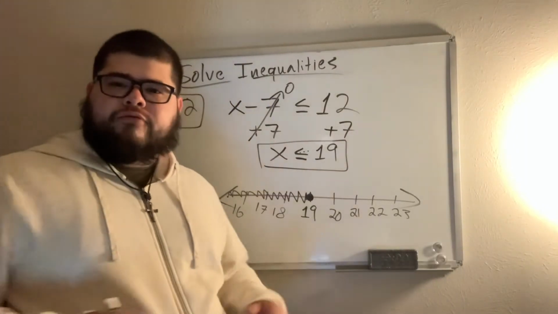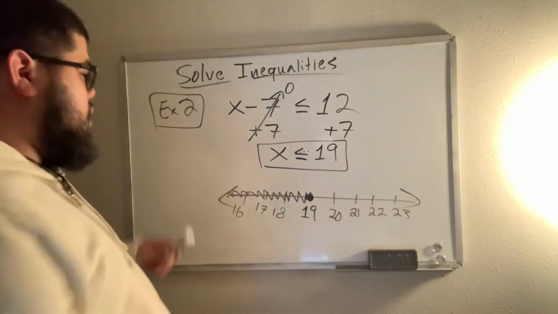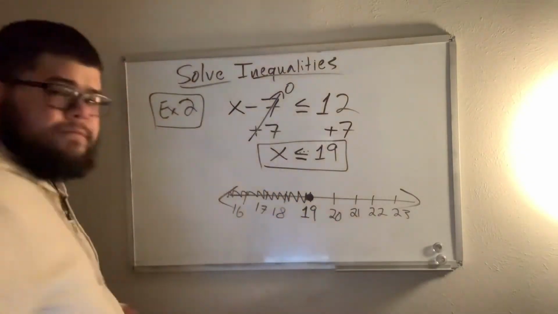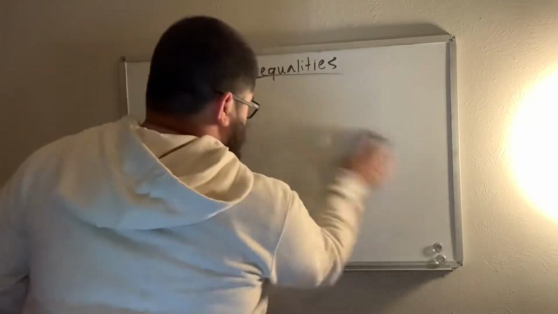Hey class, this is part 5 of solving inequalities. This is example 2. We're going to go ahead and move on to example 3. Here we go. All right, example 3.